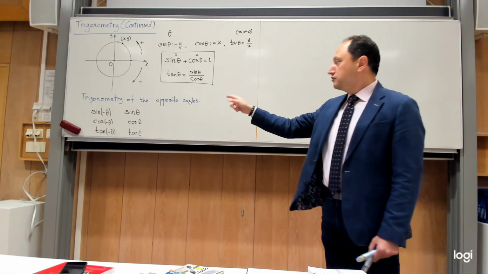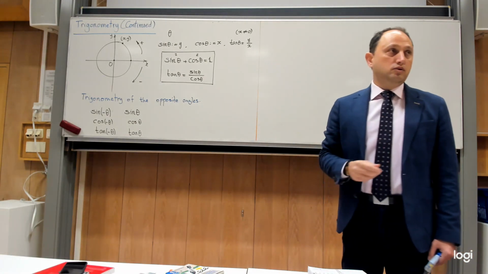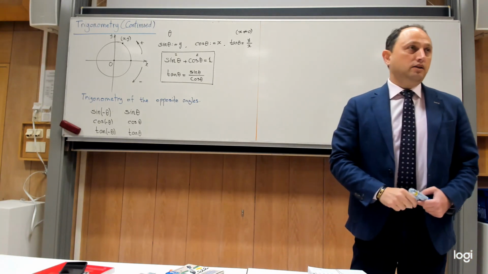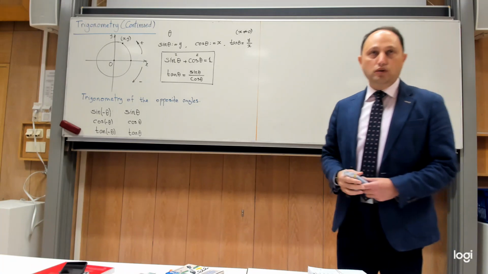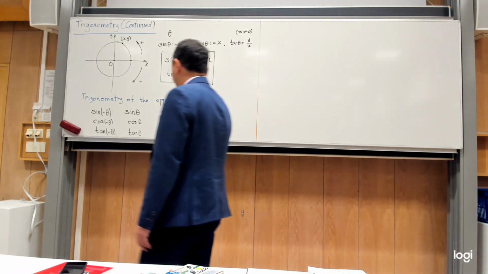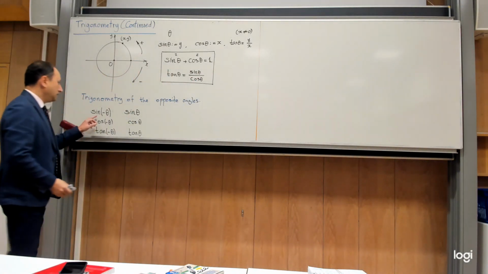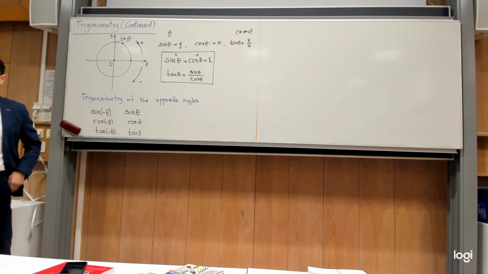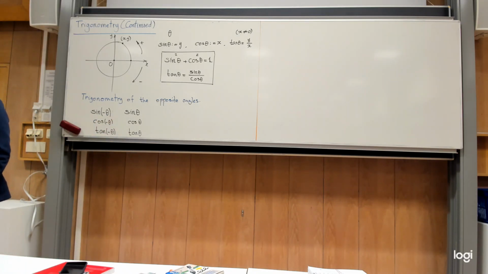How is sine of minus theta connected to sine of theta? And the same question for cosine and the same question for tangent. So you need to visualize it. For example, any clue? Can anyone answer the first question? Yes, someone? Isn't it minus opposite theta? Yes, can you elaborate on that?